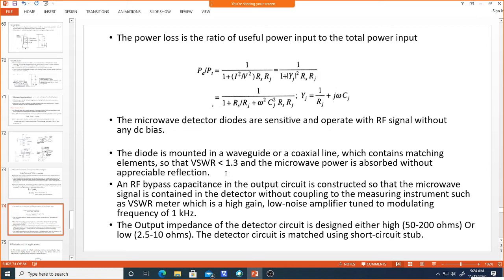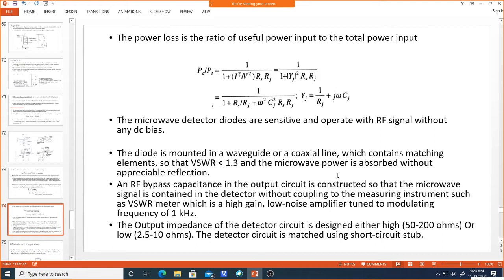Otherwise, if the VSWR value gets higher and higher, the reflection will be more. So you cannot detect the microwave signal properly, because the reflected signal will affect the incoming signal. That's why, while detecting the microwave signal, we need to take care that the reflection of the waves from the load end side or detecting side is very low, and the microwave power is absorbed without appreciable reflection. So this reflection should be minimum, such that the microwave power is absorbed by the detecting circuit.